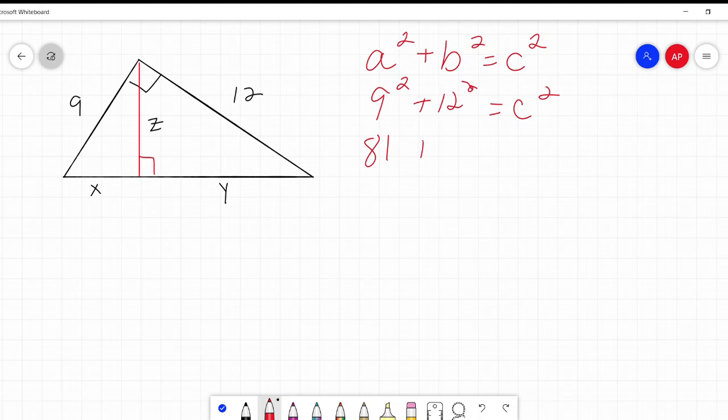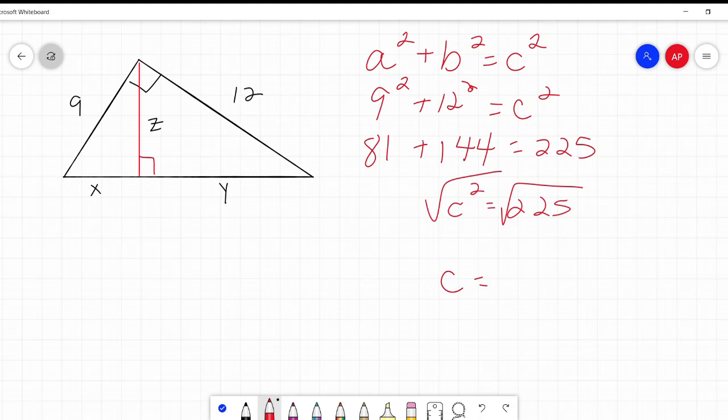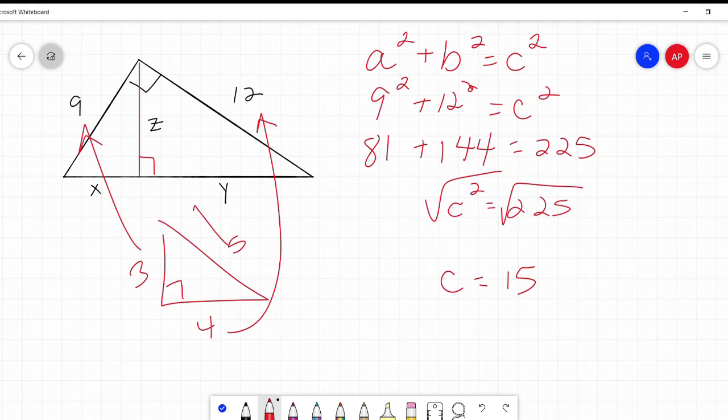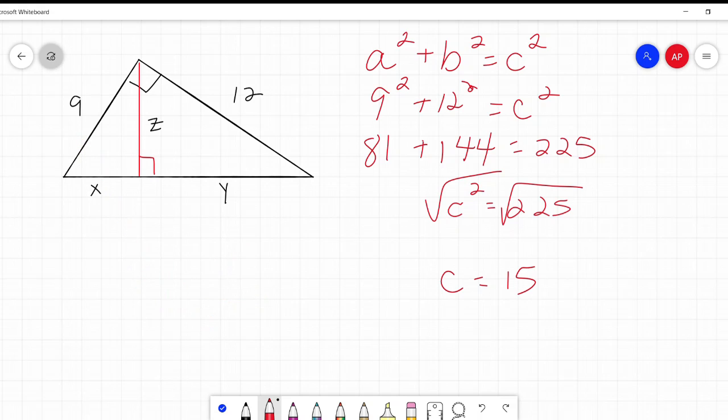9 squared is 81, 12 squared is 144, and that adds up to 225. So 225 is C squared. So I take the square root of both sides, and C is 15. Something you might have noticed, this is a variation on the very common 3, 4, 5 right triangle. So here you see 3 times 3, 4 times 3. Other side's going to be 5 times 3. If you haven't seen a 3, 4, 5 right triangle before, if you're in geometry, you will.